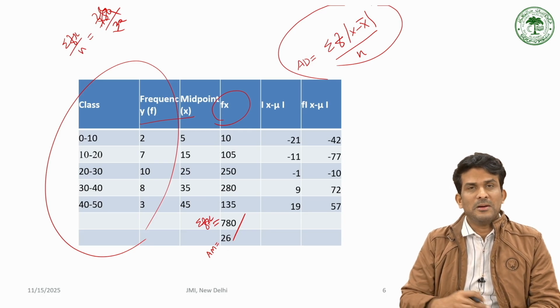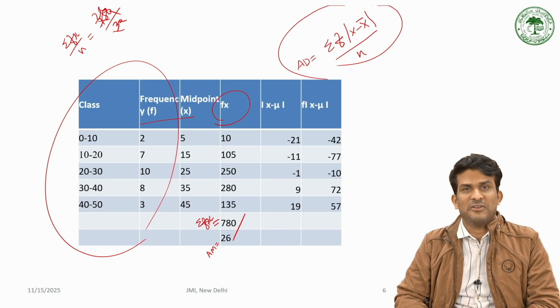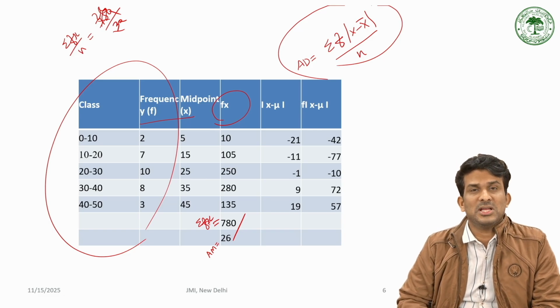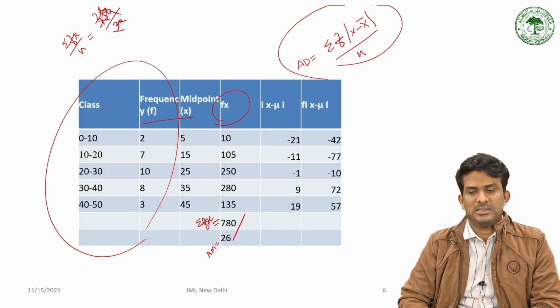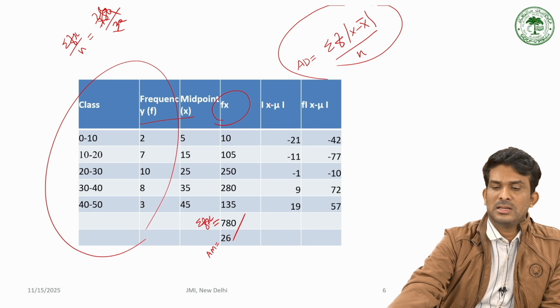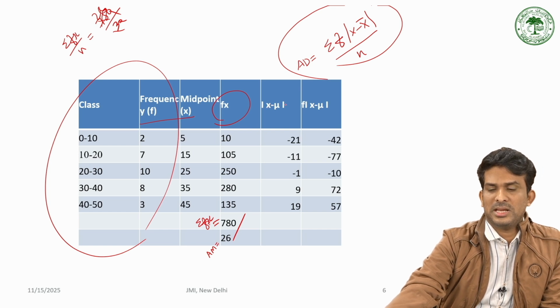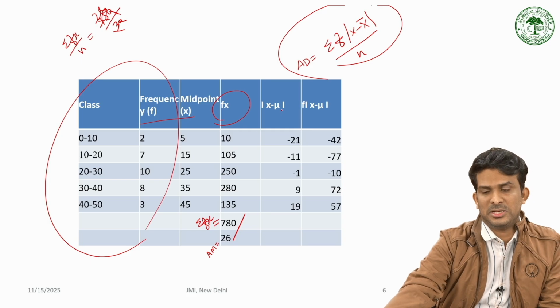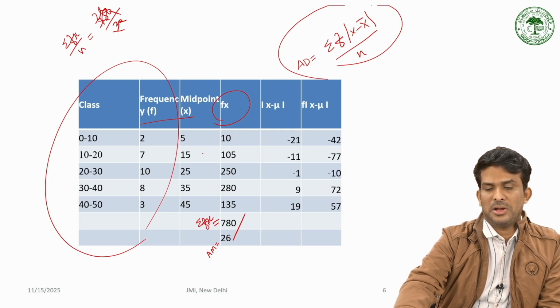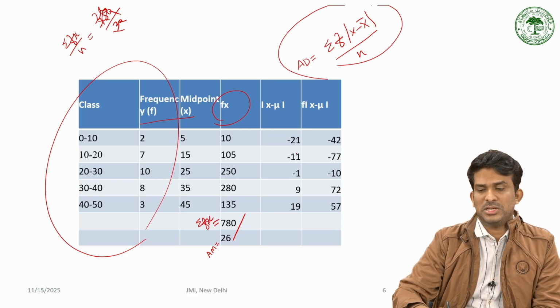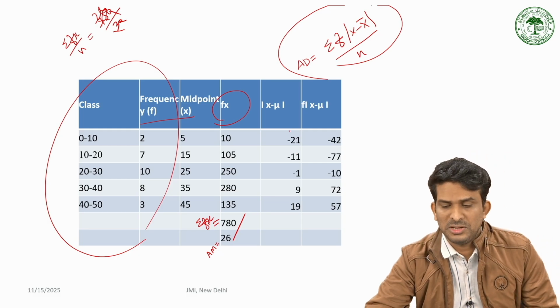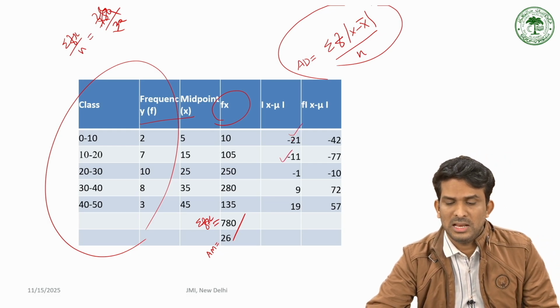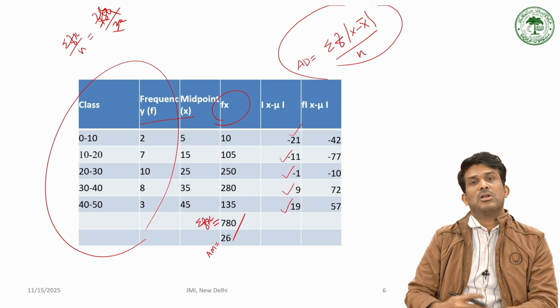Now, from the arithmetic mean, we have to find out the difference of each midpoint, that is x minus x bar or x minus mu, x minus arithmetic mean. So x is midpoint, midpoint minus arithmetic mean: 26 minus 21, minus 11, minus 1, 9, 19. I got all these values.